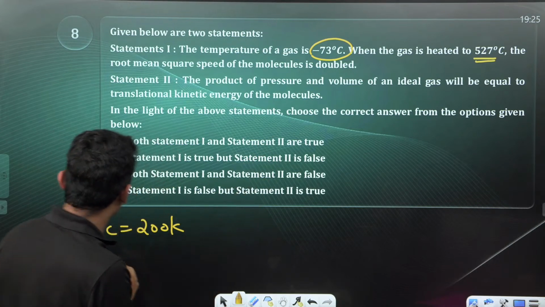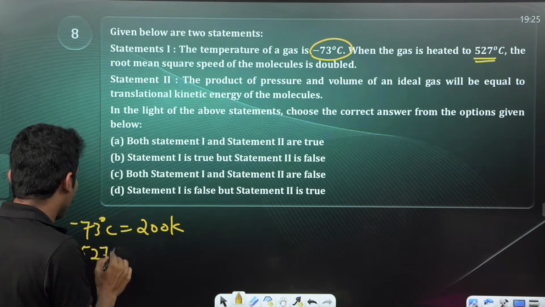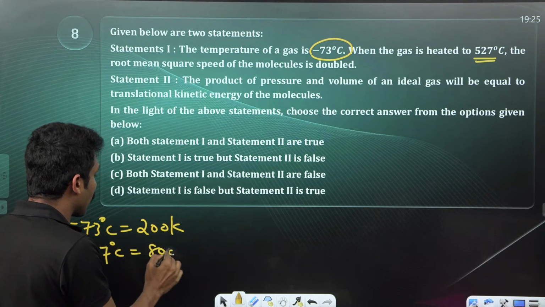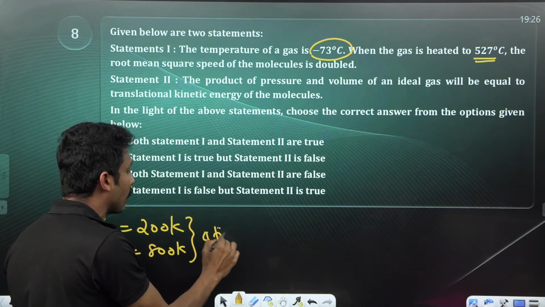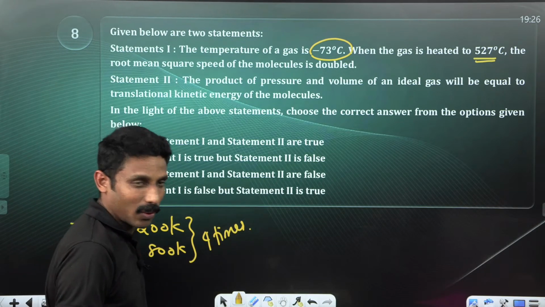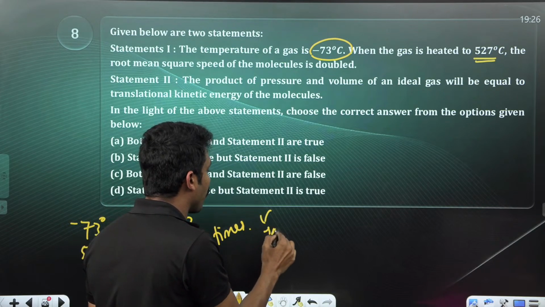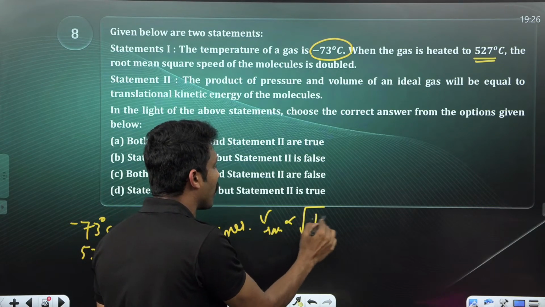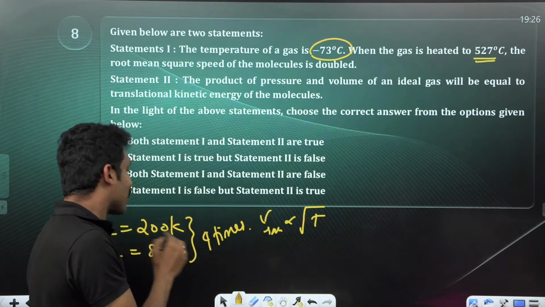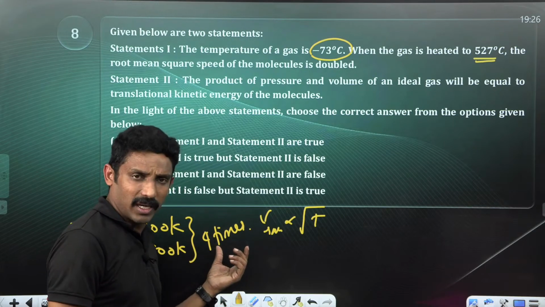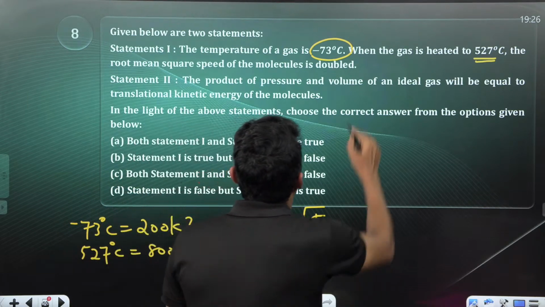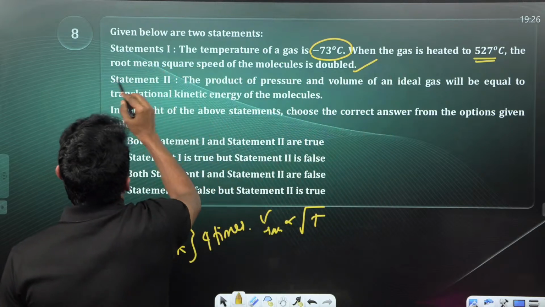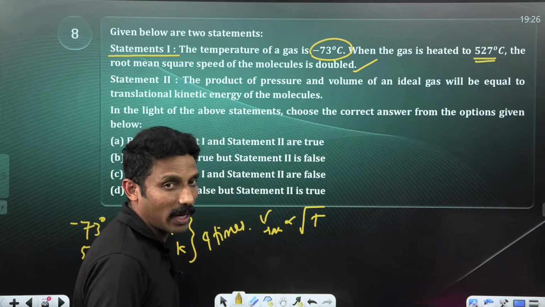And 527 degrees C means 800 Kelvin. So here temperature is increased 4 times. And we know RMS speed is proportional to root of temperature, so temperature increased 4 times means RMS speed is doubled. So this is the correct statement. Statement 1 is true.